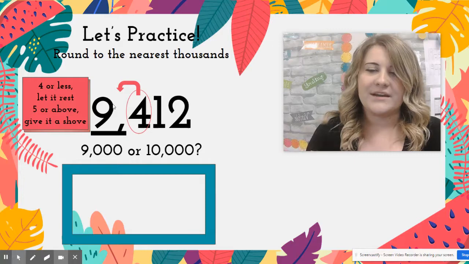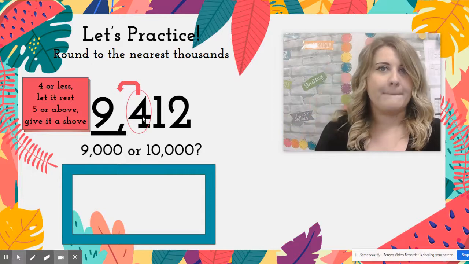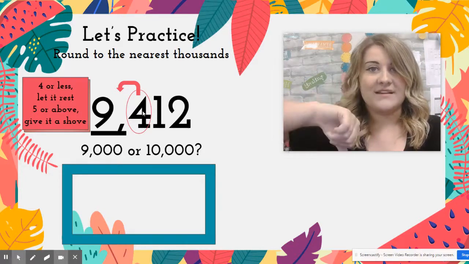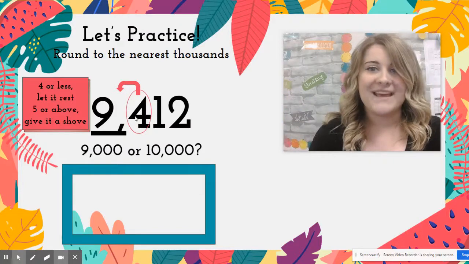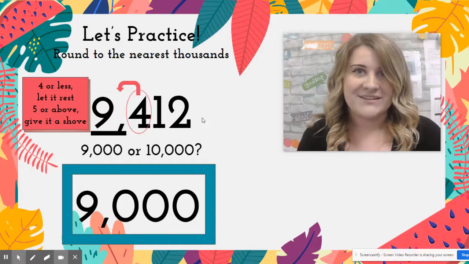What is the 4 going to tell the 5 to do? Is the circled number 4 or less or 5 or above? The circled number is 4 or less. So we're going to let the 9 rest, and the 4, the 1, and the 2 are all going to become zeros. So 9,000 is our answer.